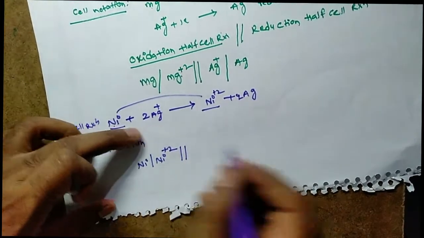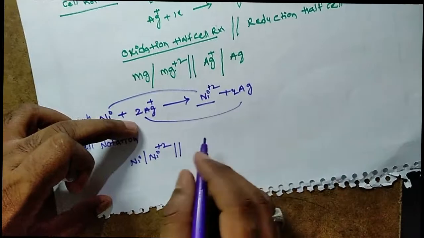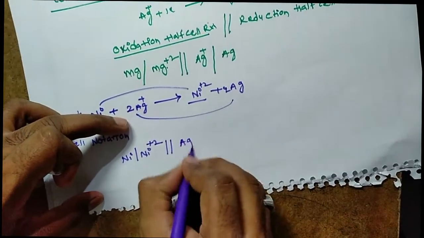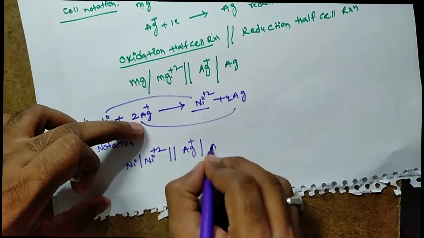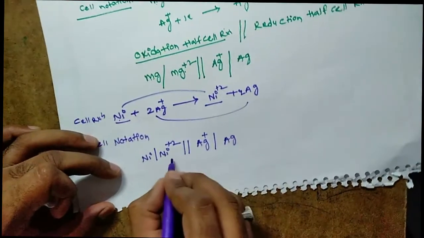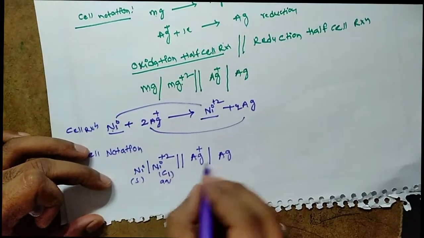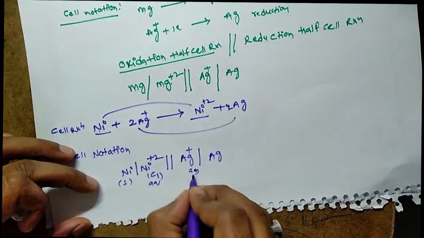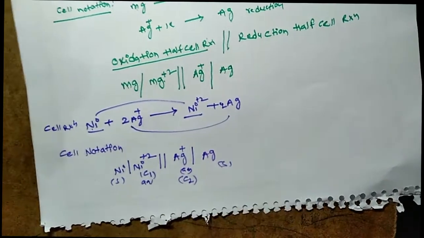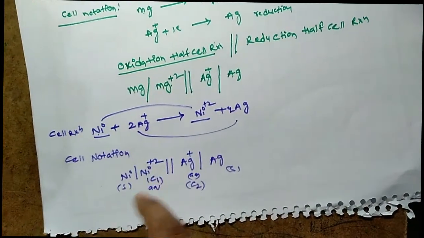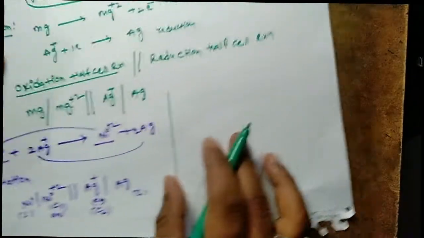Next, this is a salt bridge. Now next one, what is that? Silver gains electrons, forming silver. So Ag+, electrode and silver, with concentration C1 and concentration C2. This is aqueous medium, this is a solid, this is also aqueous with concentration 2, and this is a solid. Okay, clear? So this is a cell notation. So I can give you the next example. Look at here, third example.